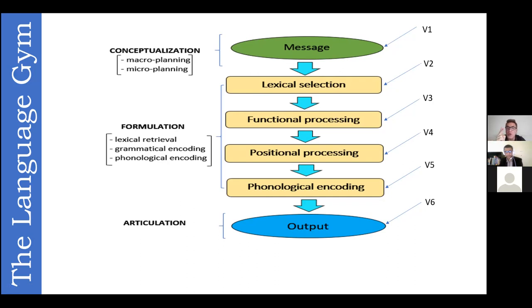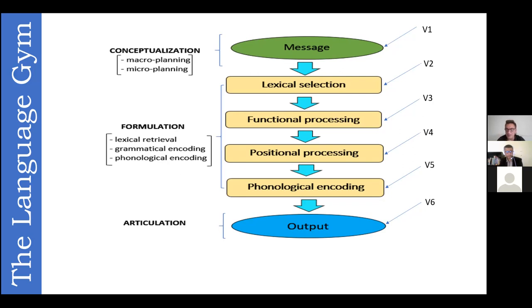And then we do two things that I want you to pay attention to. One, functional processing. Once we select the words, we need to put them in the right grammatical form. So is it an adjective? Is it the subject? Is it the actor, the agent, or is it the recipient? Because as you know, if it's an object or if it's masculine or if it's feminine, there will be issues, right? And then, or at the same time, we do something called positional processing. We put them in the right order.